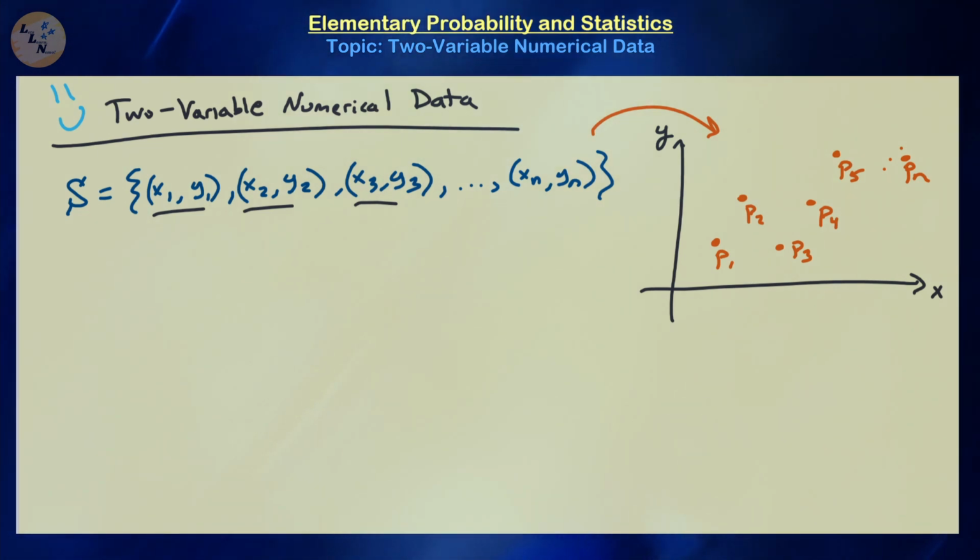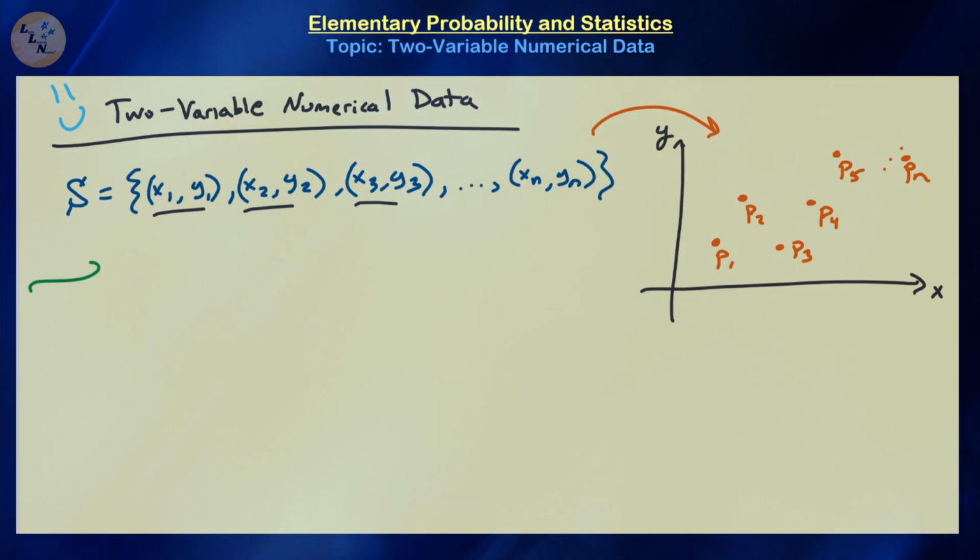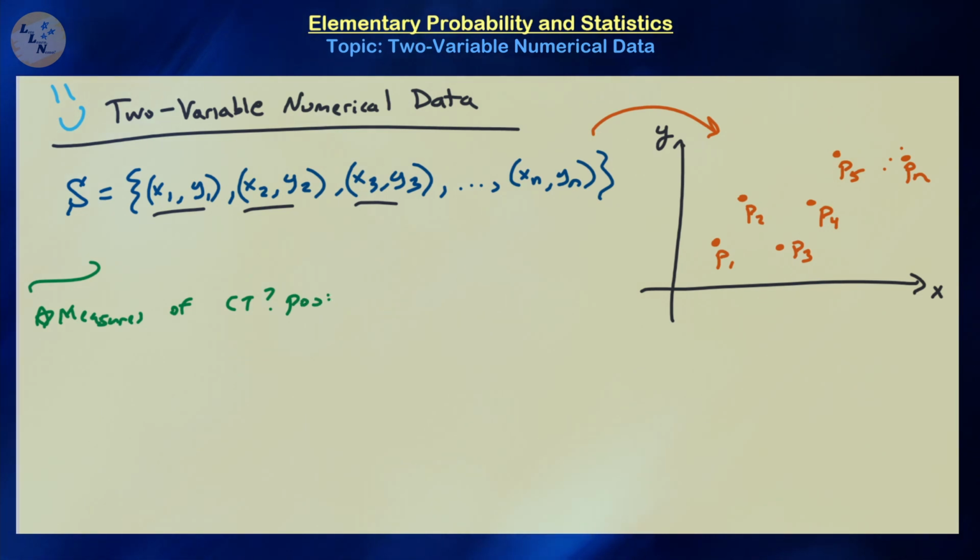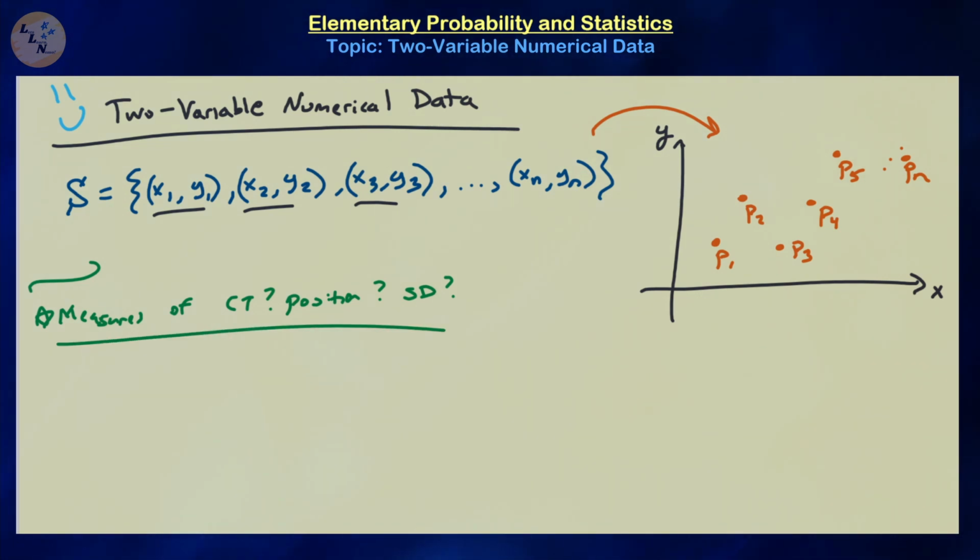So one of the very first natural questions that one can ask, at least in this narrative of statistics, is: are there measures of central tendency, position, and standard deviation for two-dimensional data sets? And of course the answer is going to be yes. So the very first, that word "measures" looks a little sloppy, let's just fix that. So measures of central tendency, position, and standard deviation.